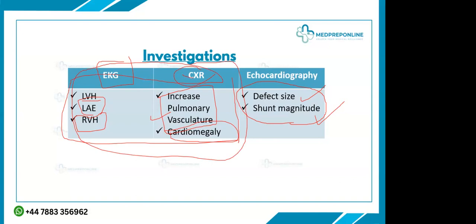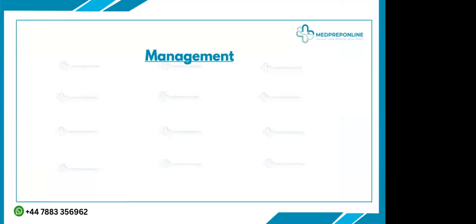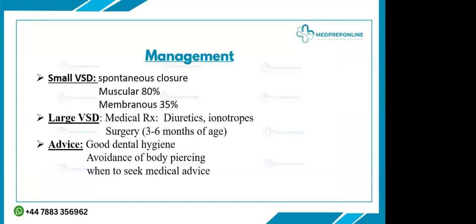If you know the pathophysiology, from where the shunt is going to where, from where the blood is going to start shunting, like from the left to the right ventricle, and to what extent, then you can easily work out whether it's going to be left ventricular hypertrophy, right ventricular hypertrophy, left atrial enlargement or right atrial enlargement.